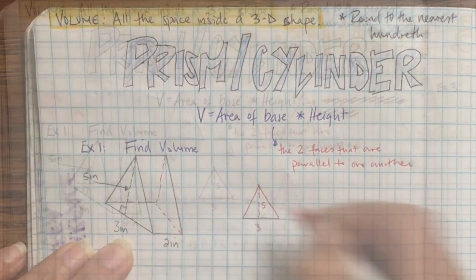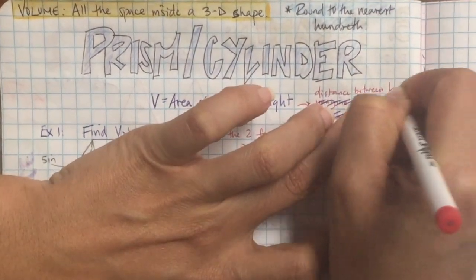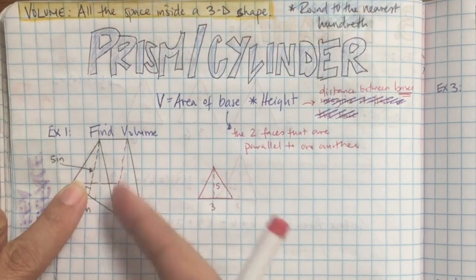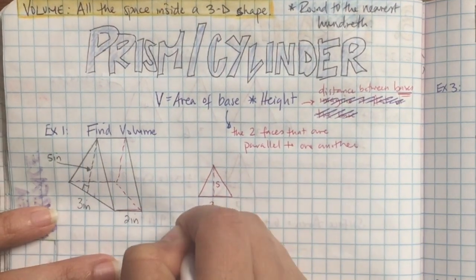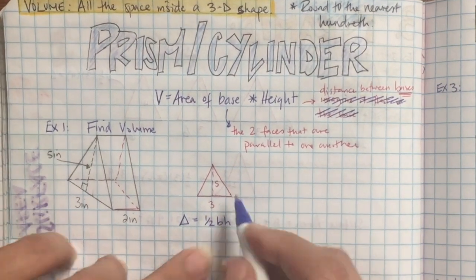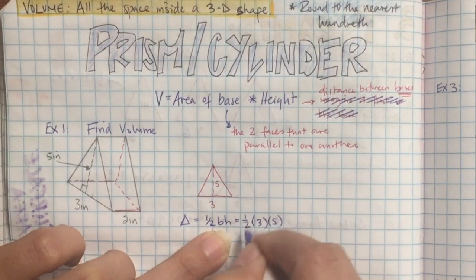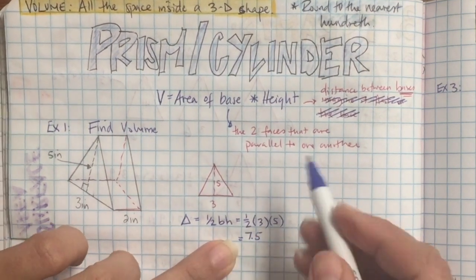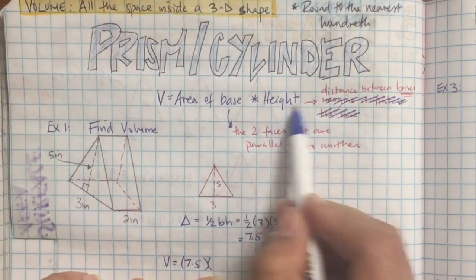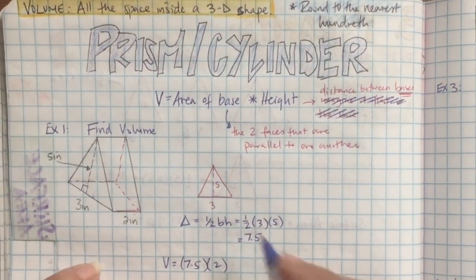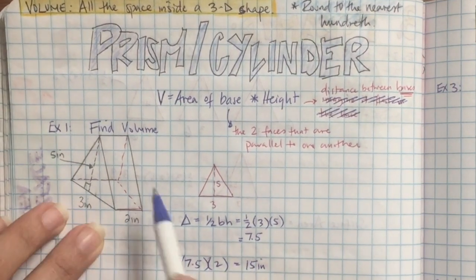So let's go ahead and label our triangle. So it's 3 and the height is 5. For the height, it's the distance between the bases. The height of the shape is the distance between the bases. So the distance between the two triangles is 3. So a half base of the triangle, which is 3, times the height of the triangle, which is 5, is 7.5, times, because it's area of the base, which is 7.5, times the height of the actual 3D shape, which is the distance between the bases, which is 2. And you just put that in the calculator, 15 inches.